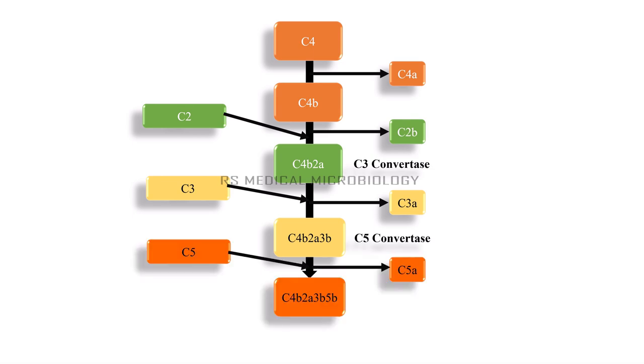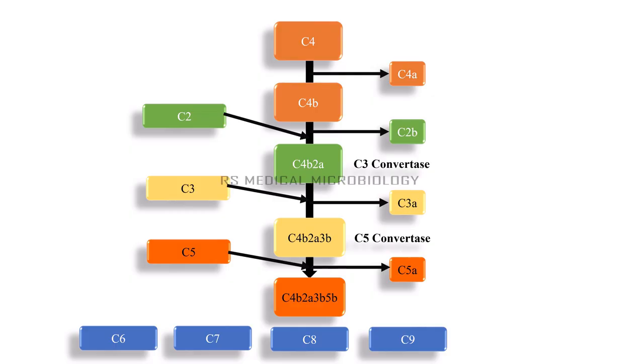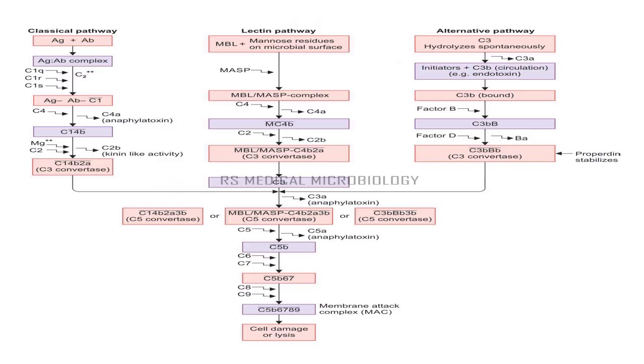Now this will activate the C5 molecule, and once that is formed, it will go and activate C6, C7, C8 and C9, leading to formation of the membrane attack complex. Now this is a complete overview of all three types of systems.